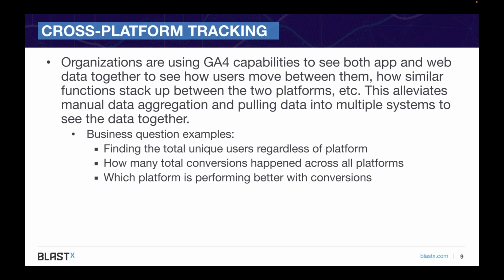Previously you had to see your application data in Firebase and its own GA property, and then see your website in its own GA property. Now you can see them both together in the same property and see how people flow between the platforms. This really allows you to answer business questions. For example, finding the total unique users regardless of platform. It allows you to deduplicate those users and know that they're the same, instead of counting them as two different users since you're looking at two different properties.